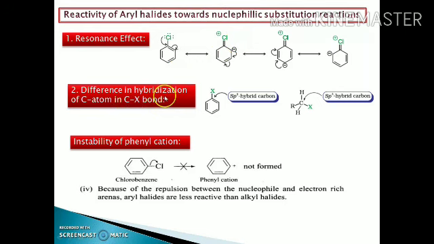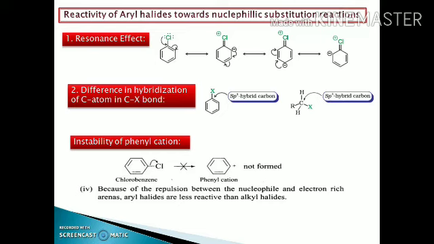We know in case of the alkyl halide, the sp3 hybridization is present, but in case of the aryl halide, there is sp2 hybridization. We know greater the s character, greater will be the stability. In case of sp2 hybridization, there is more s character in comparison to sp3 hybridization.